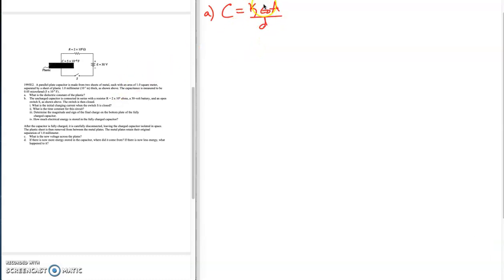So they want to know what kappa is. You can take this equation, rearrange it a little bit: kappa equals CD over A epsilon naught. If you plug in all the numbers that they gave you, so 0.05 microfarads, and the distance is 10 to the minus third, and the area is 1, and epsilon naught is a constant of the universe, you're going to get a kappa of 5.65. Now, what are the units on this guy? There are no units on this guy. This is sort of like mu in mechanics. It's just a scaling factor for a material.